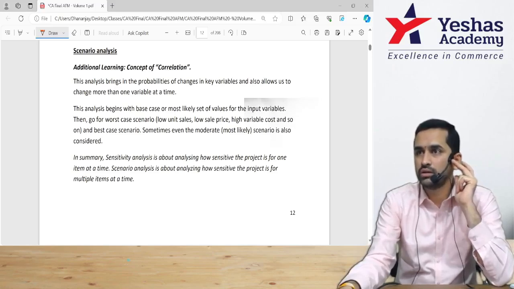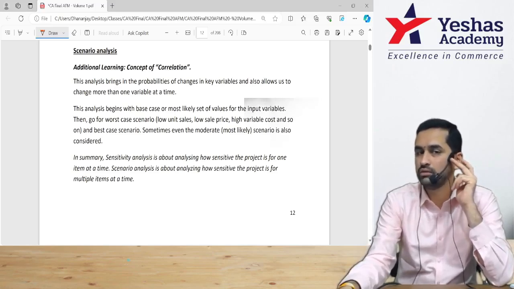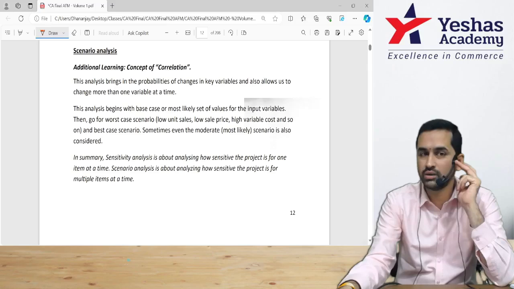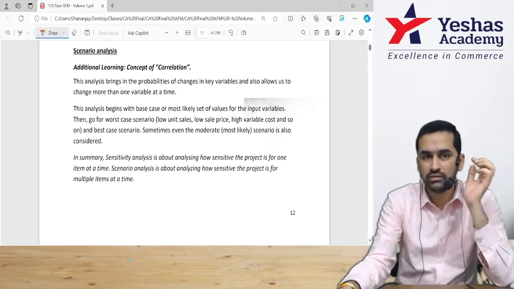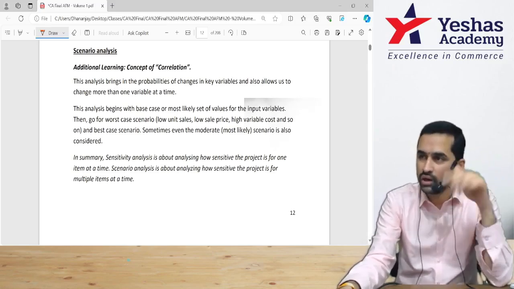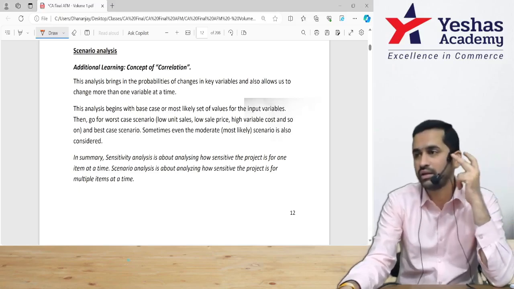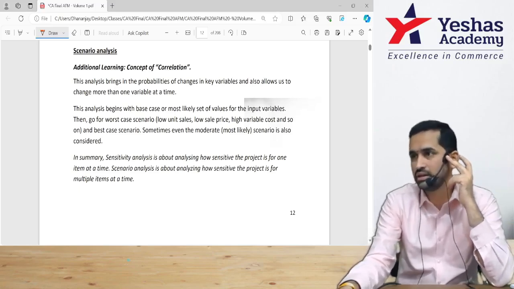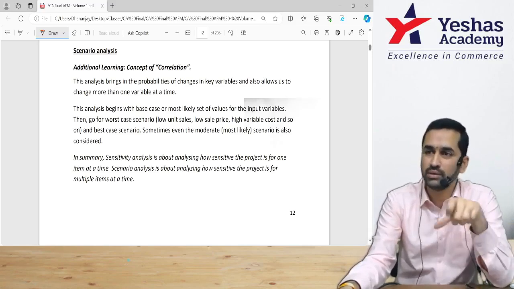This is what I have noticed in reality also. If things start going in wrong direction, not one, everything will go in wrong direction. Therefore, it's not that only one thing will be a problem. What if more than one thing changes? That we study in scenario analysis. Sensitivity is about one item at a time. Scenario analysis is multiple items at a time.